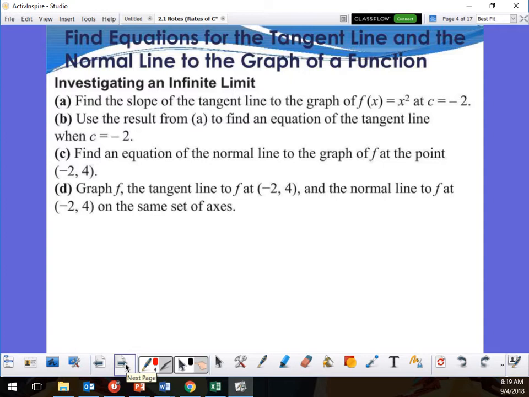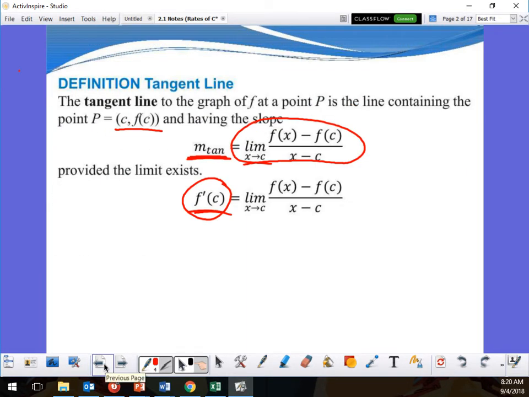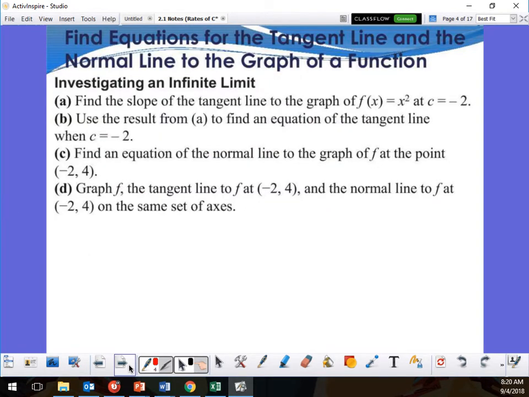Okay, investigate an infinite limit. Find the slope of the tangent line of the graph here at c equals -2. So let's go back and find the slope. The function is x squared, so we're using this formula right here: f of x minus f of c, all over x minus c. So f of x is going to be x squared minus f of c. What is my f of c?